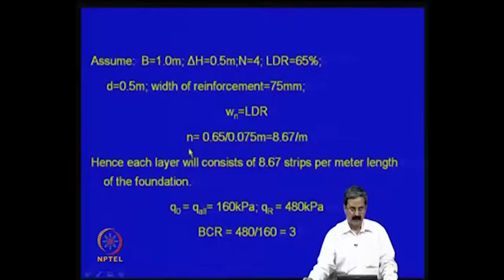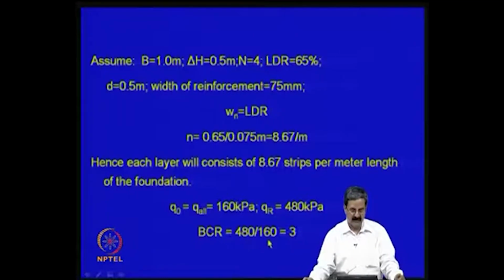So, the number of reinforcement elements, if I know the width is only 75 mm, in 1 meter what it means is that 0.65 divided by 0.075, I will get 8.67 or 9 elements per meter length, that is what it means of having this much width, okay. You can check. You can always change some of these parameters, it is not an issue, this is an illustrative example.